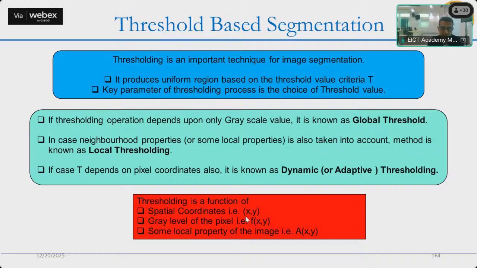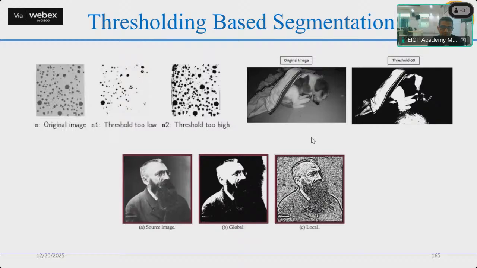So what is important? What is thresholding? It is basically a function of the spatial coordinates, gray level, and some local property of the image. So when we are talking about thresholding-based segmentation, whenever we see the image, we will be able to make out the meaning when we see the images. So we see the original image here.